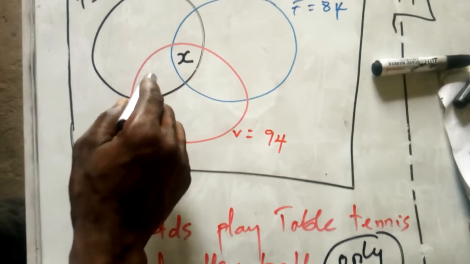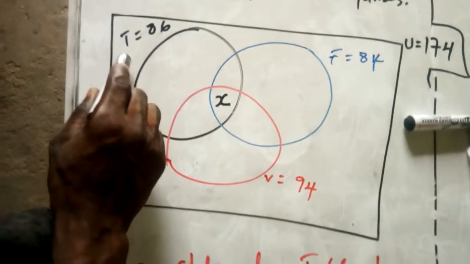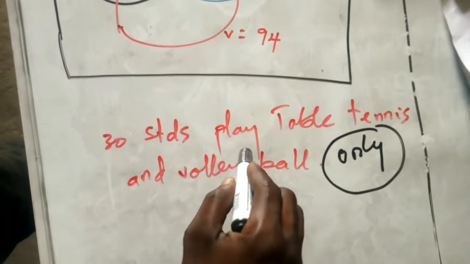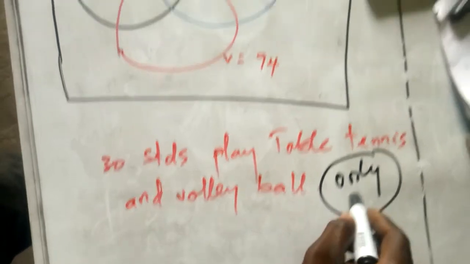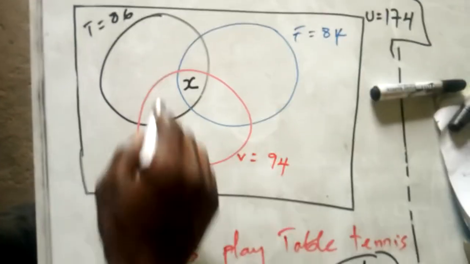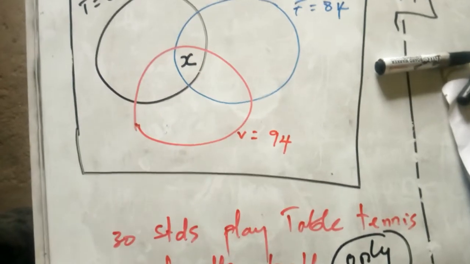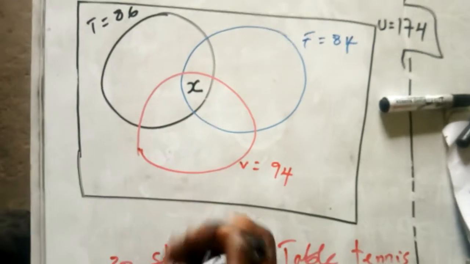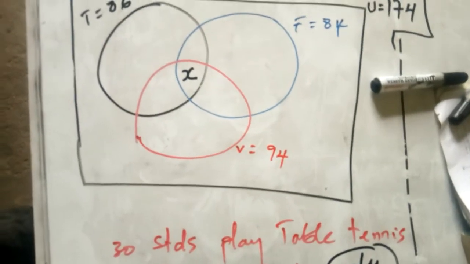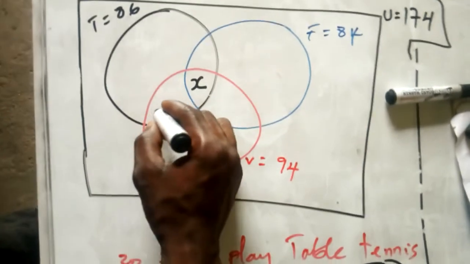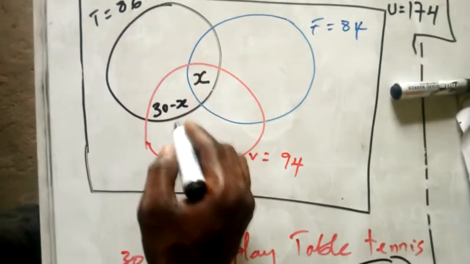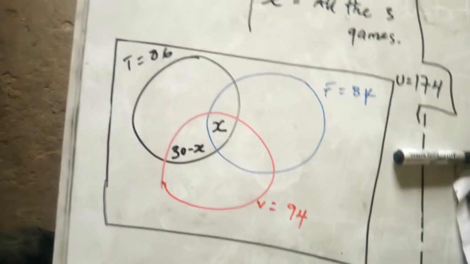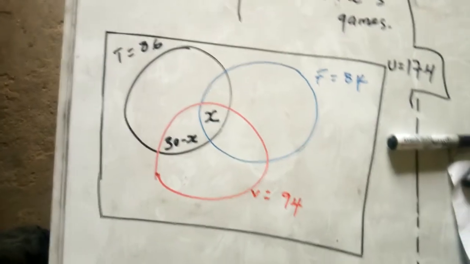We know that this room belongs to those who are playing table tennis and volleyball. Our sentence didn't say that 30 students play table tennis and volleyball only. Then we know that this 30 belongs to this room, right? But the question is open. What I mean by open is that they didn't add only to the sentence. So therefore, we know that these people are part. For that reason, let's take these people out, right? So 30 minus x. We are taking those who are doing the 3 out, because we know that this room belongs to those who play the table tennis and the volleyball only. Is that okay?